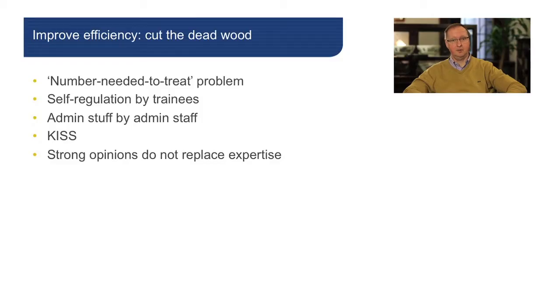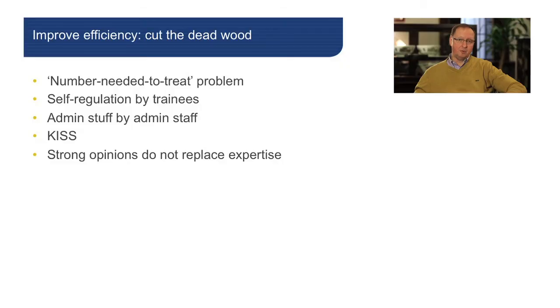The third one is to make sure that everybody plays a role in the organization which is best aligned to their expertise. So admin tasks and logistical tasks are best done by administrative staff and logistical staff, and clinical supervision tasks and judgment tasks are best done by clinical supervisors. So it's no use if you have an organization in which clinical supervisors are performing admin tasks and administrative people are performing clinical judgment tasks.